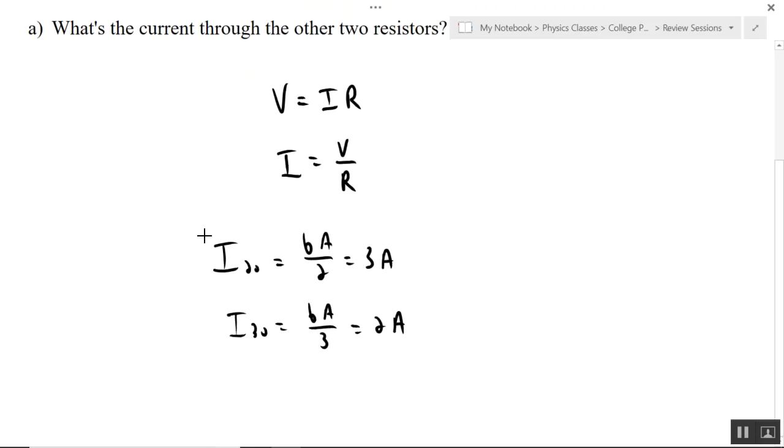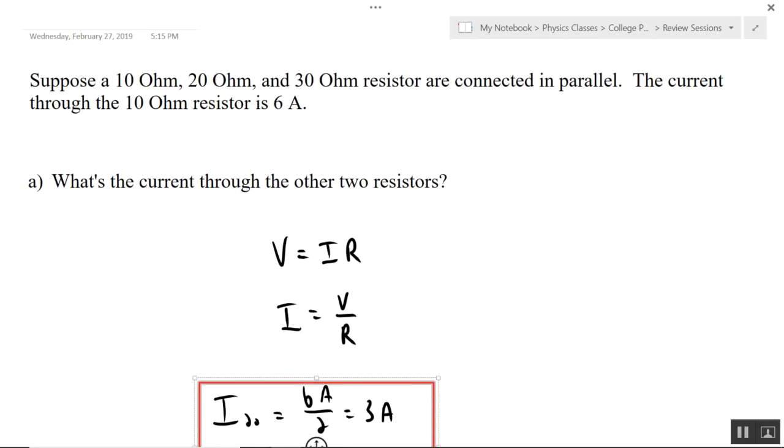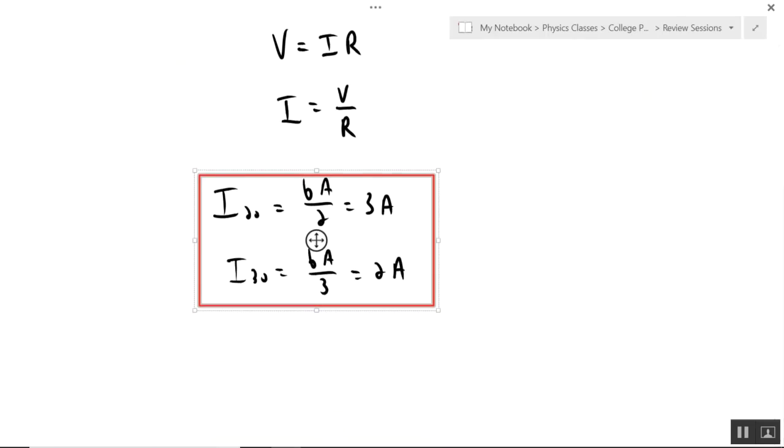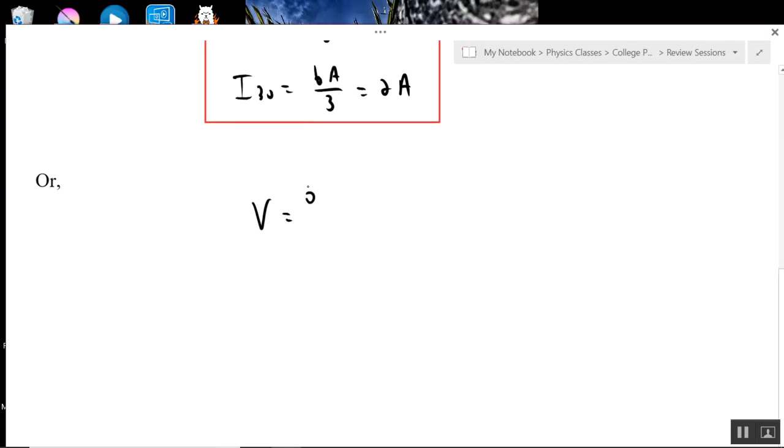The other way to do it is to find the voltage of the battery. So how would you find the voltage of the battery if you knew the current going through the 10 ohm resistor is 6 amps? The voltage of the battery is the current going through any of the resistors times that resistance, because they all have the same voltage. They're in parallel.